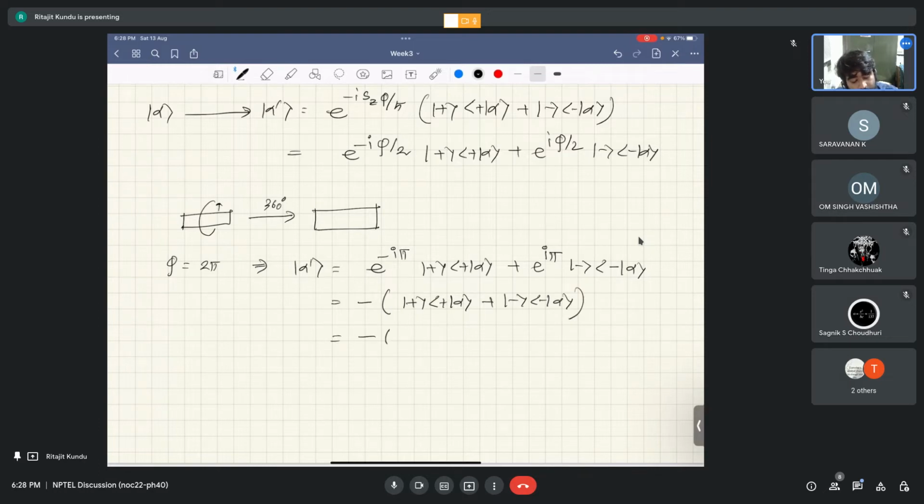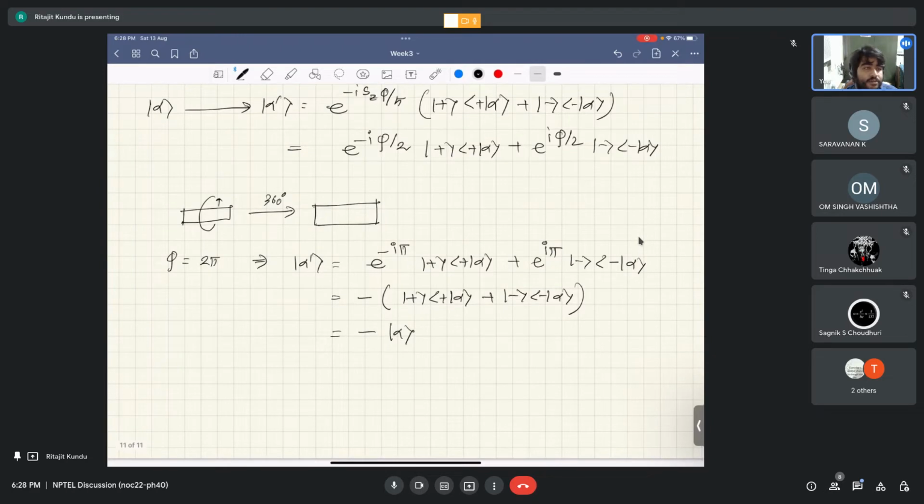So I will take the minus 1 common and I will write the rest of the part. So this is nothing but my alpha, right? The state which I started with. So we see that when we are doing a 360 degree rotation on an arbitrary spin half state, it doesn't actually give it back. It only changes its sign. Okay, but even if it changes sign, if we were to calculate any expectation values, then you see the minus from both of the sides, so this will give a minus and this will give a minus, so minus will become plus, right? So for expectation values it doesn't matter, but the states actually get a minus sign upon a 2 pi rotation.